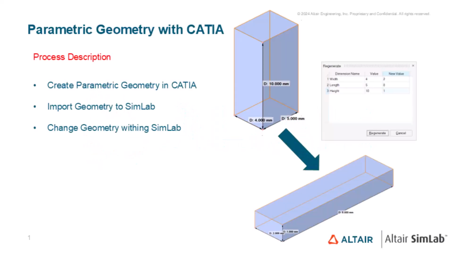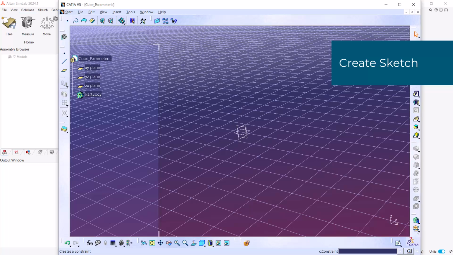In this tutorial, you'll learn how to create a parametric geometry in CATIA. Import the created geometry with the parameters to make design changes within SimLab automatically. First, create a new CATPart. Open the sketch and create a rectangle.